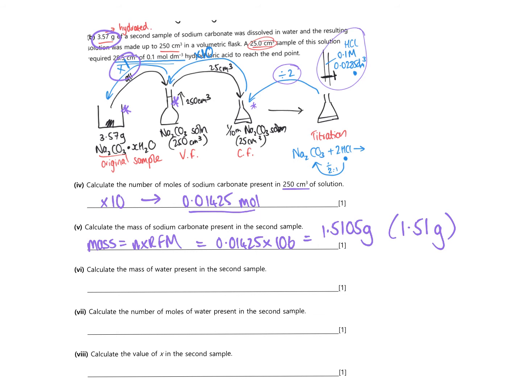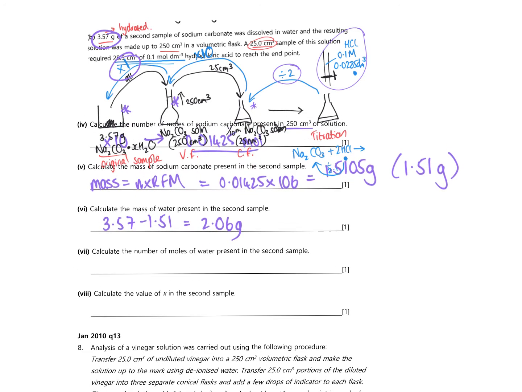Calculate the mass of water present in the second sample. That's going to be your hydrated minus your anhydrous. So that's 3.57 minus 1.51 that we've just worked out from our titration. And that gives us 2.06 grams. Just make sure you include your units as well. Some people are dropping off units, but mass should be in grams here.